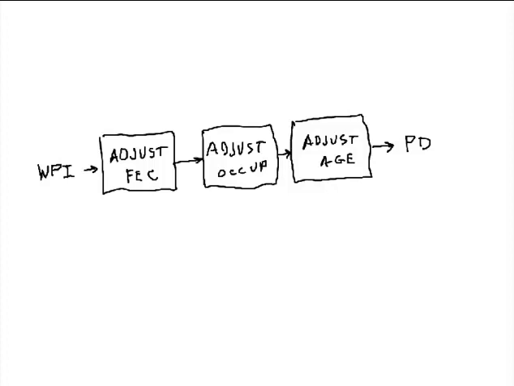In each of the adjustment steps, the adjusted value from the previous step is used as the starting value for the next step. Each step builds on the last step. In the last video, we saw how to adjust the rating per occupation. That occupation adjusted rating is next adjusted for age.